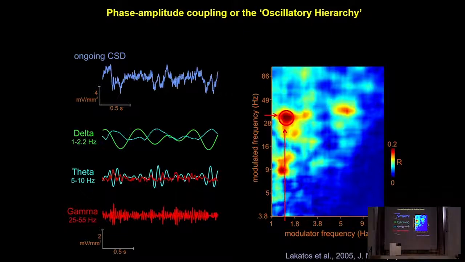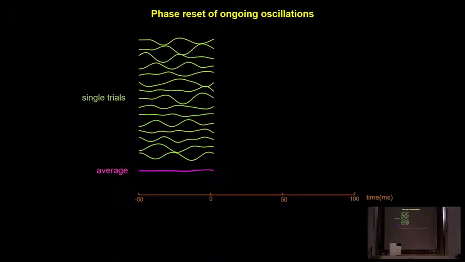So this is one of the reasons why oscillations are implicated in speech processing, since speech has a similarly organized hierarchical structure. Now, another reason why oscillations are implicated in speech processing is that these oscillations can actually be aligned to the timing of specific speech elements via oscillatory phase reset.